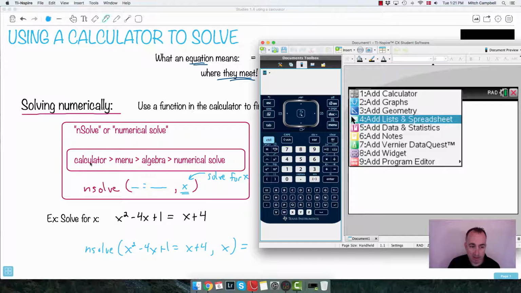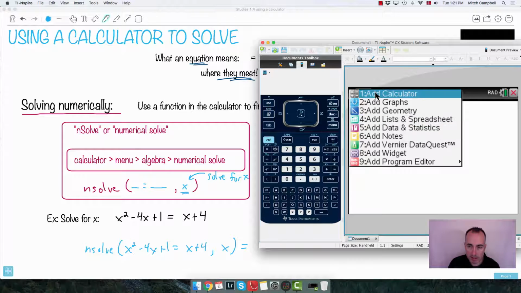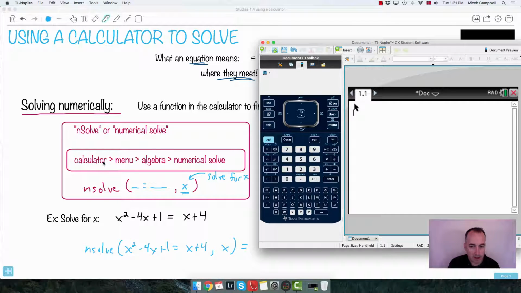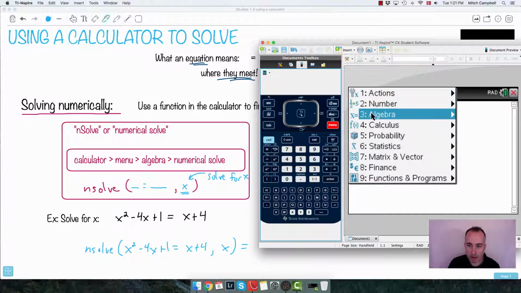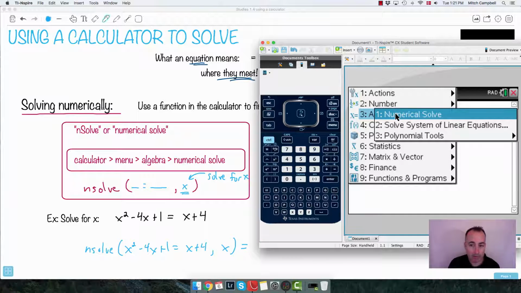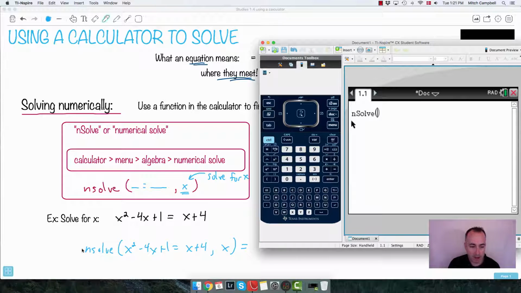So in this case right here, if I'm from a calculator, that just means I have to start off at a plus page, for example, put calculator. Now I'm in a calculator. Now I want menu, so I do menu. And then I want algebra, can you see that? Algebra is next, and after that is numerical solve. Boom, that just brought up this NSolve.